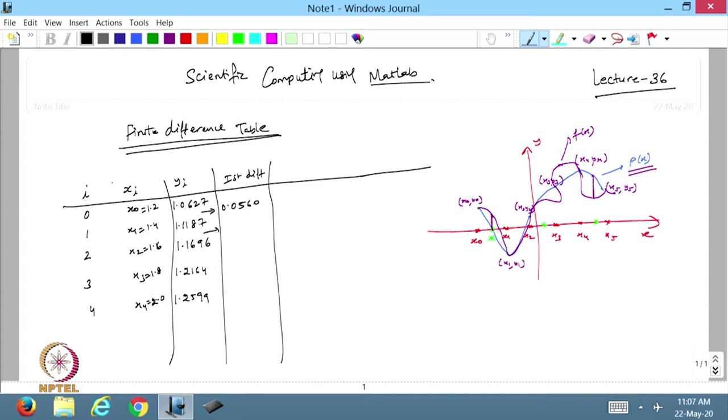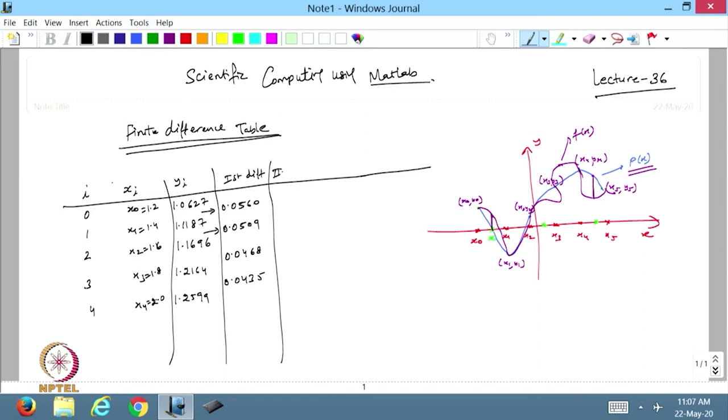Now, I will find the next difference. So, the next difference will be 0.0509. Then the next value I will write here, 0.0468, and the next value is 0.0435. So, that is the first difference I have taken. This minus this, this minus this, this minus this and this minus this. So, this is the first difference.